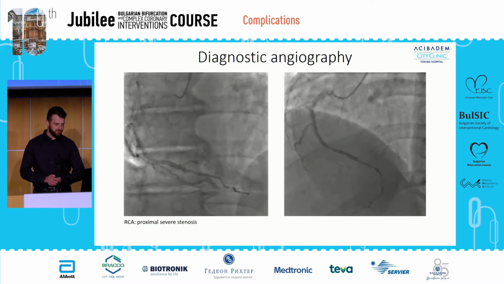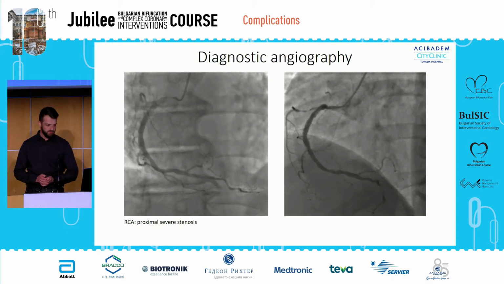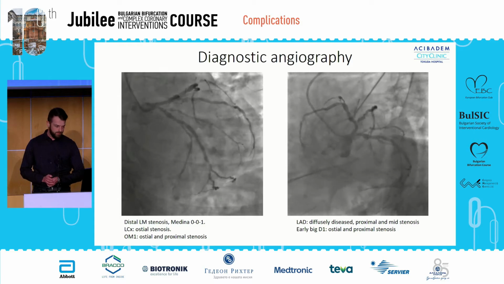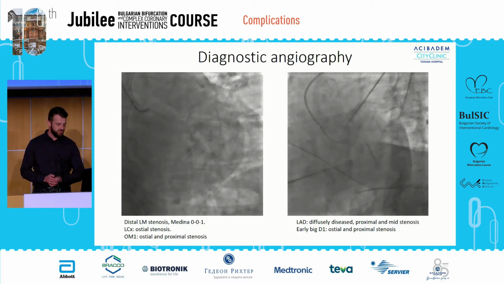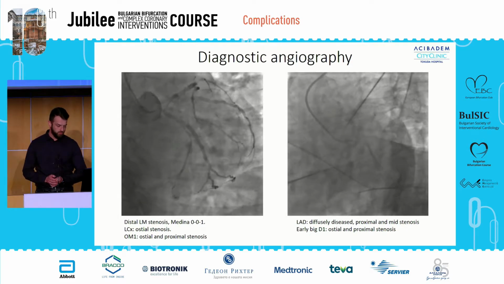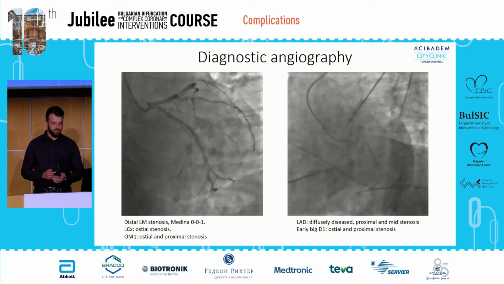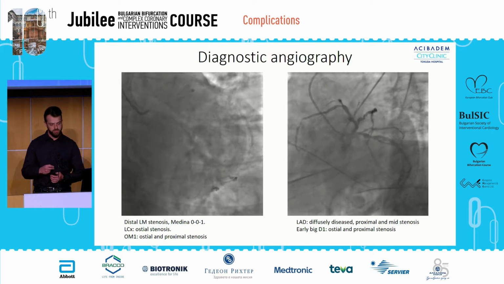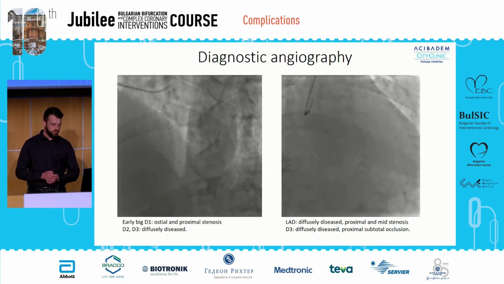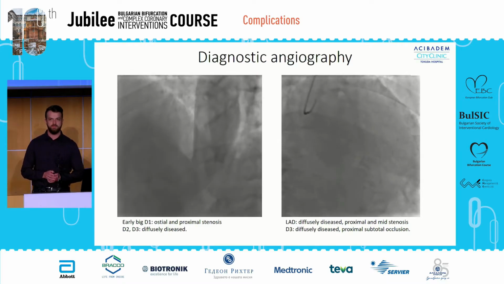This is the right, this is the diagnostic angio. As you can appreciate, there is a proximal severe stenosis. The left system seems a bit more complex, with calcification and with a severe ostial left circumflex lesion, a small first marginal branch with ostial and proximal lesion, and one big early diagonal branch which is diffusely diseased ostially and proximally. The LAD also is calcified with 2 severe lesions in the proximal and mid segments.